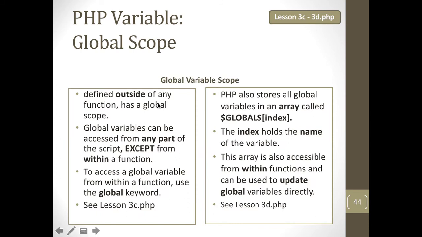Okay, so if you're looking into the difference between global and local, you can see, okay, this is global. A variable defined outside of any function has a global scope. A global variable can be accessed from any part of the script except from within a function. To access a global variable from within a function, use the global keyword. Okay, so I'll show you later on, or you can go straight to this 3c.php. Okay, PHP also stores all global variables in an array called $GLOBALS, with an index. So this is the way to show that you are using global variables.